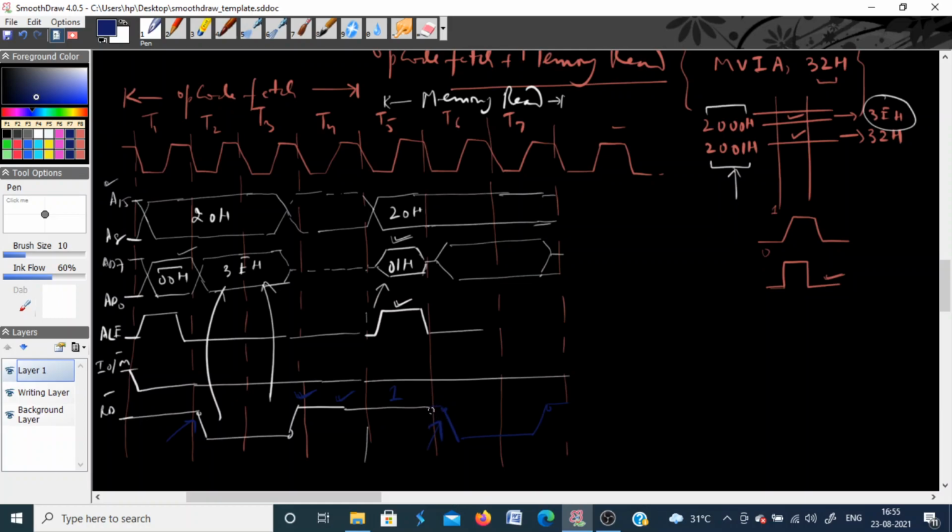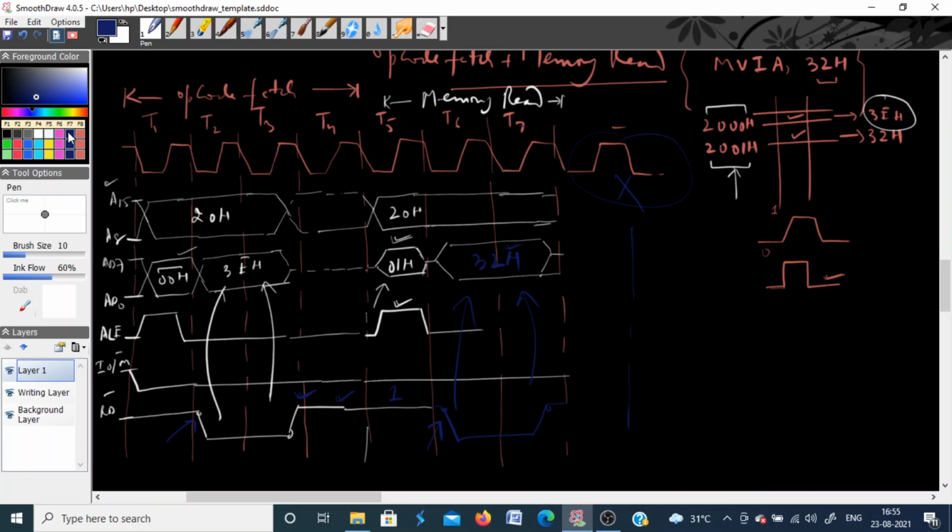It again goes from logic 1 to 0. And now what is the data on this? Now it is not an opcode fetch cycle, it is a memory read cycle. So the data 32H will now be placed on the data bus during this time. And in this T3 only, in the third clock period itself, this data will be placed inside the accumulator. So the next clock cycle, T8, is not required here. You need only three T states to complete this machine cycle, that is memory read.